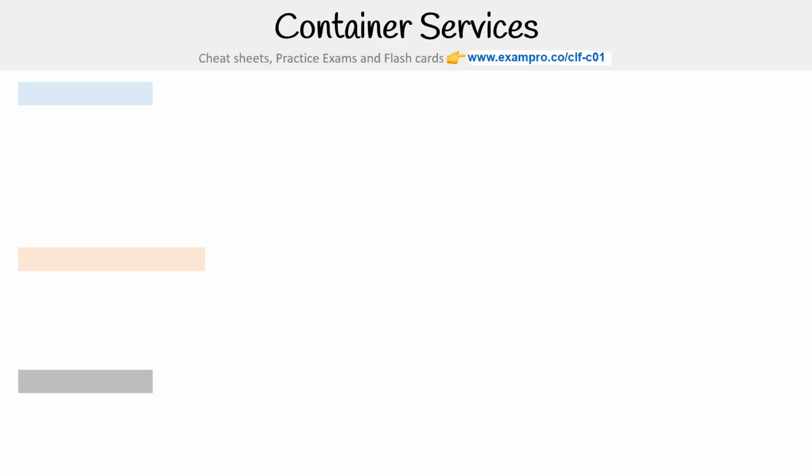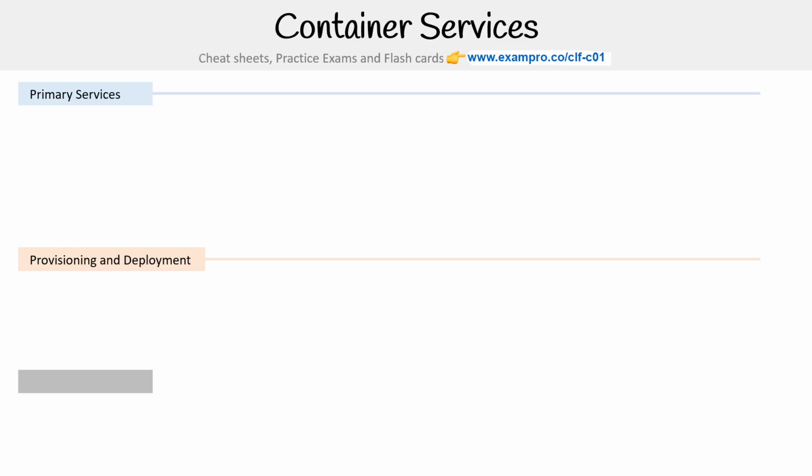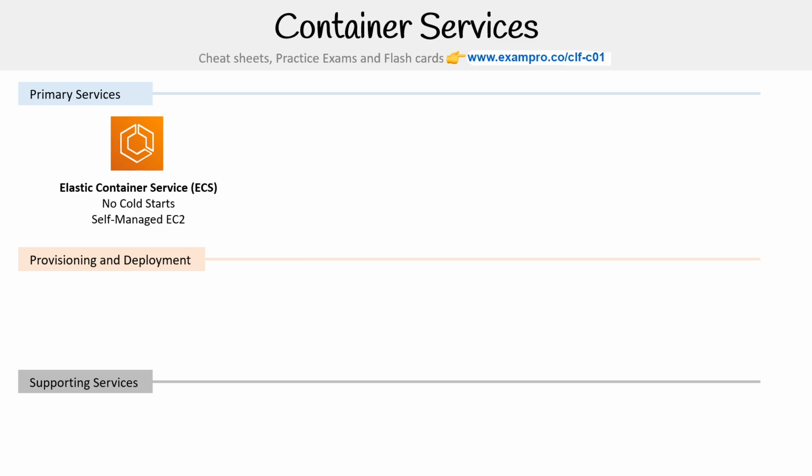Let's take a look here at the container services offered on AWS. So we have primary services that actually run containers, provisioning and deployment tooling, and supporting services. So the first here is Elastic Container Service, ECS.